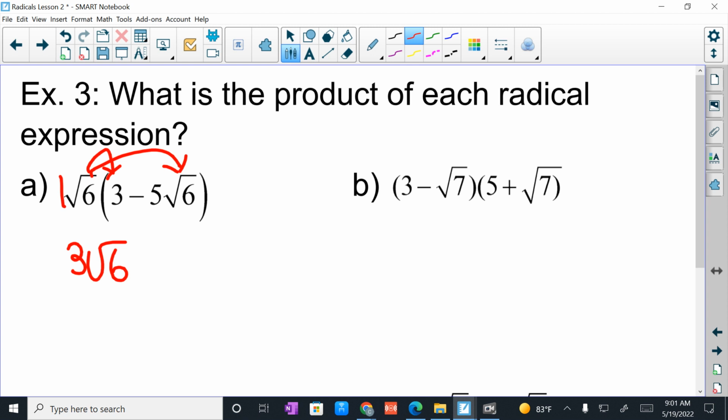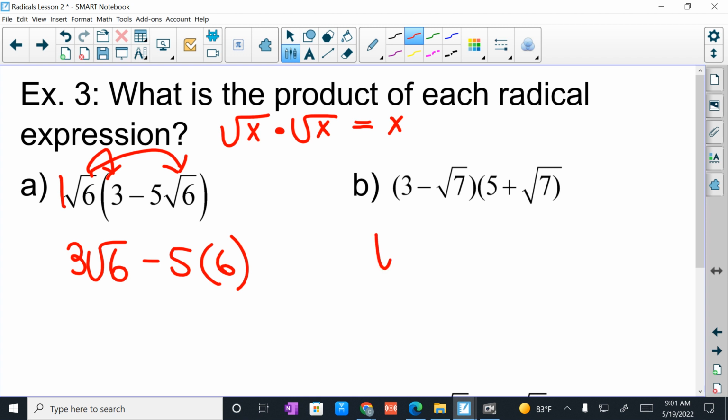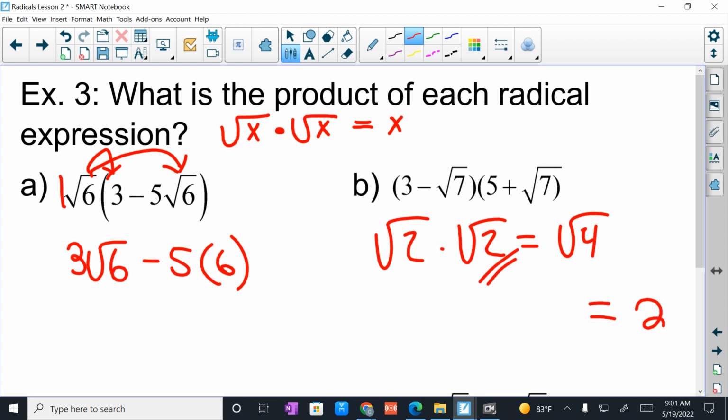Square root of 6, though, times negative 5 square root of 6. What's 6 times 6, guys? What's the square root of 36? Okay, so I got a little trick for you. The square root of x times the square root of itself, x, will always equal x. What do you mean? Square root of 2 times square root of 2 will be 2. Think about it. Square root of 2 times square root of 2 is a square root of 4, which is 2. Square root of 7 times square root of 7 is 7.